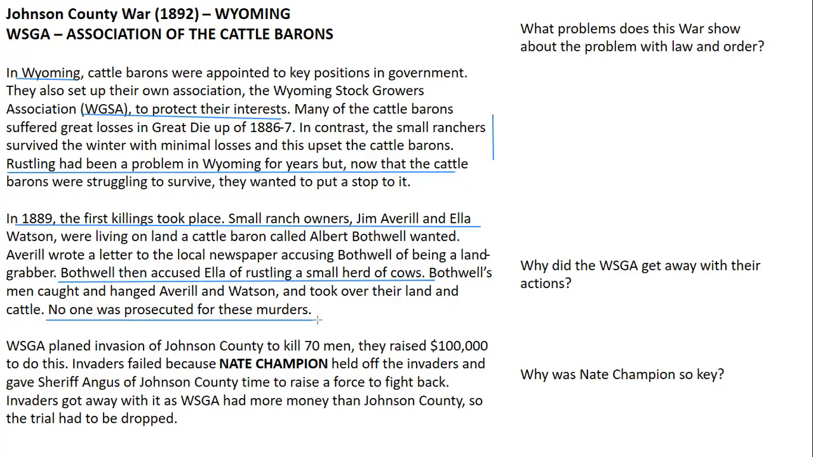So what does that show about the rich? Then what happened was the old barons planned to invade Johnson County to kill 70 men. They raised $100,000 to do this. But people of Wyoming fought back because Nate Champion held off the invaders and gave Sheriff Angus of Johnson County time to raise a force to fight back. Invaders got away with it, though, as the WSGA had more money than Johnson County, so the trial had to be dropped. So this was all about trying to get the land back, trying to build up their momentum and power previously. 2 people were killed unfairly, but it showed the influence of the rich.